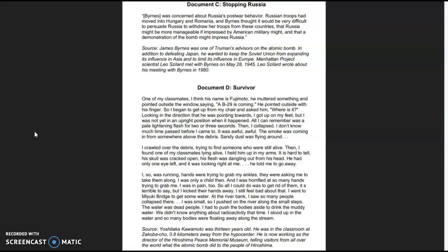Document D is a survivor in Japan, a 13-year-old kid. Oh, so sad. But he talks about being in school and seeing the plane coming, and he talks about the after effects of the bomb, which is pretty disturbing.